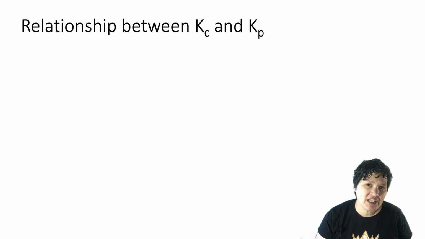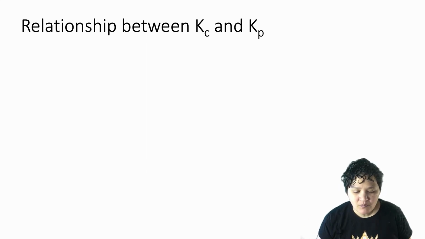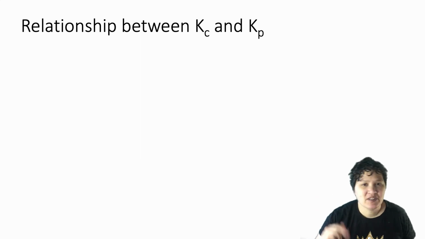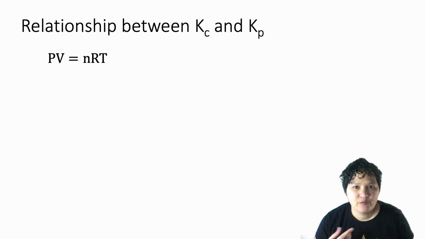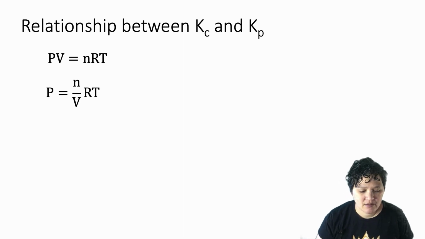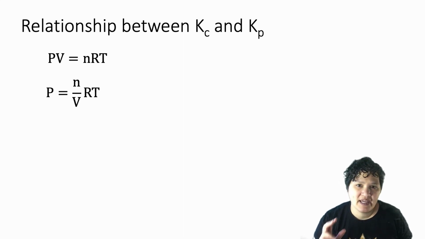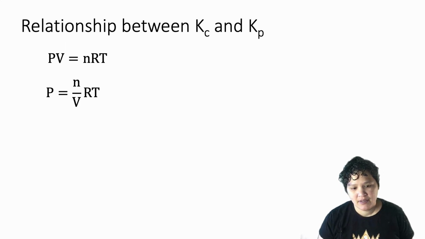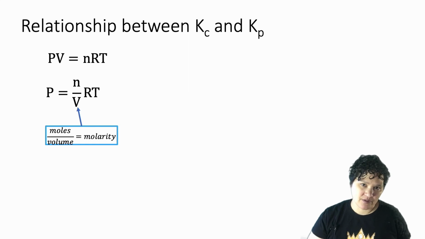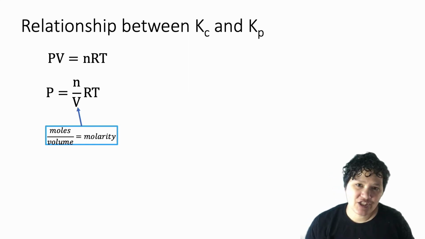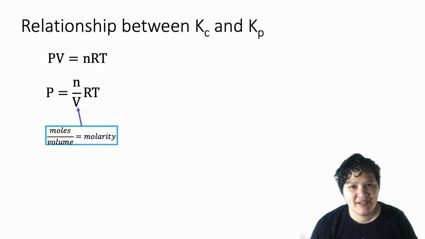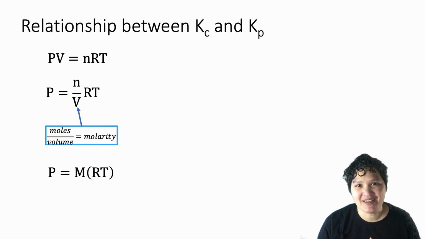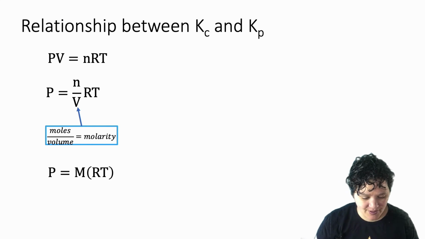So what is the relationship between them? To understand that, we have to go back to the ideal gas law. PV equals nRT. Now, if we divide both sides by V, we get pressure equals n over V times RT. And what is n over V? Well, that's moles divided by volume, which is molarity. So the pressure is going to be the molarity times RT. And so here's this factor of RT that's going to keep coming up over and over again.